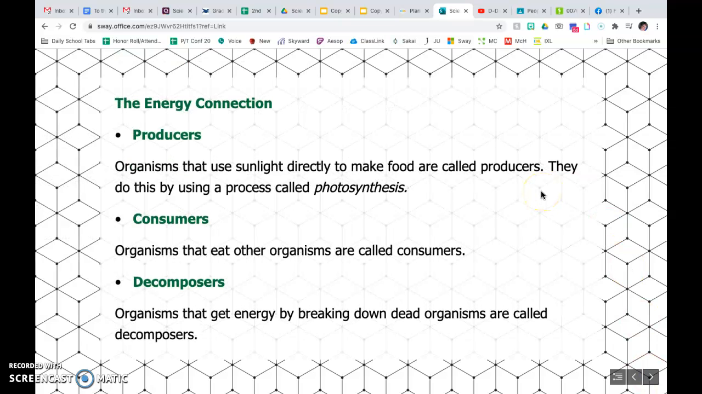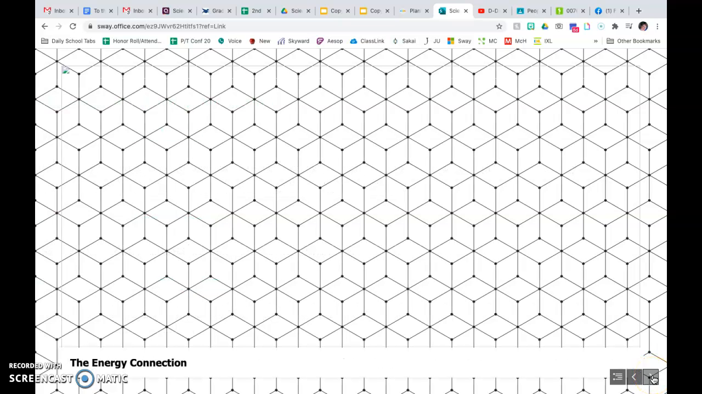So producers, of course, are the organisms that use sunlight directly to make their own food. They do this using a process called photosynthesis. Consumers, they're the ones that consume things, so they eat other organisms. And decomposers, they break things down. So these organisms get energy by breaking down dead organisms. So decomposers, consumers, and producers. You need to know the difference between the three.